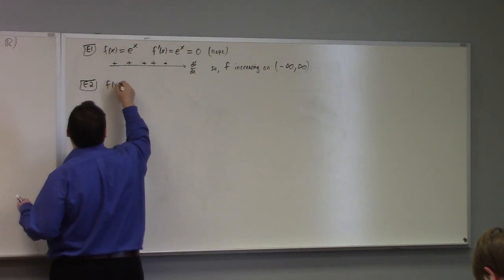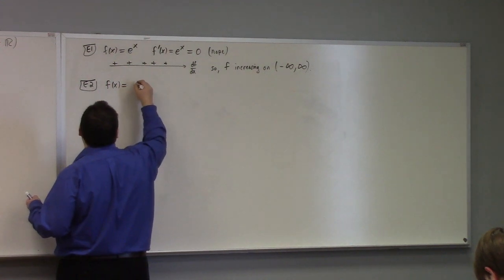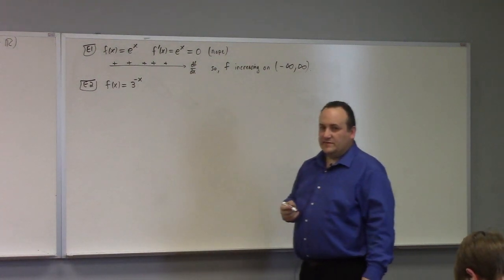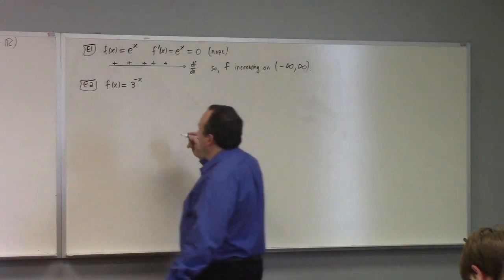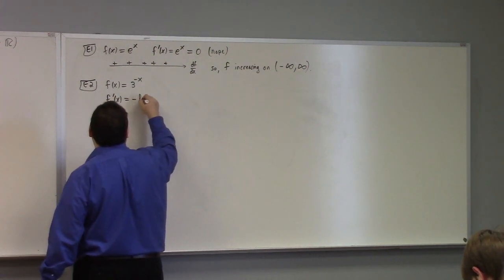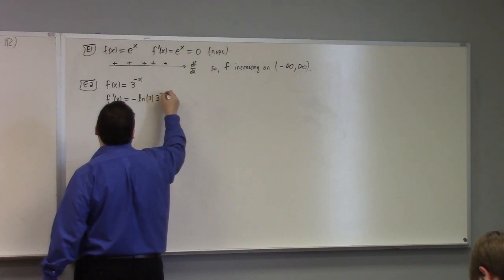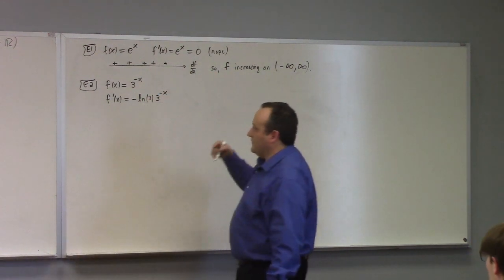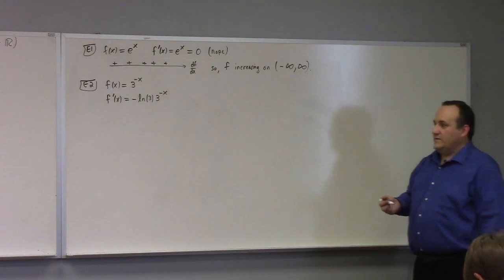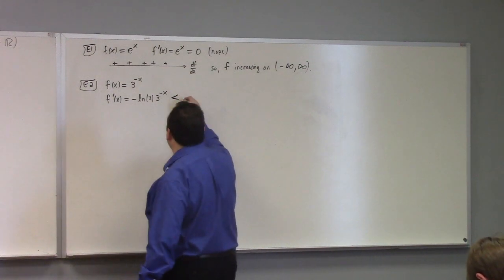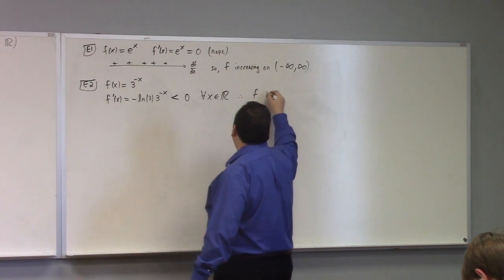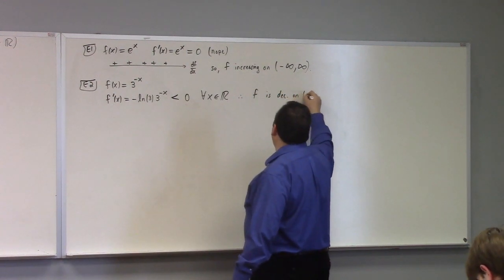Example 2. What if we had f of x equal to, I'll mix it up a bit here, 3 to the minus x. What's the derivative of 3 to the minus x? Yeah, negative natural log of 3 times 3 to the minus x. But you're right, there is a minus 1 from the derivative of the inside function. That's where that minus is coming from. Notice that this is in fact less than 0 for all x in the reals, so therefore f is decreasing on minus infinity to infinity.